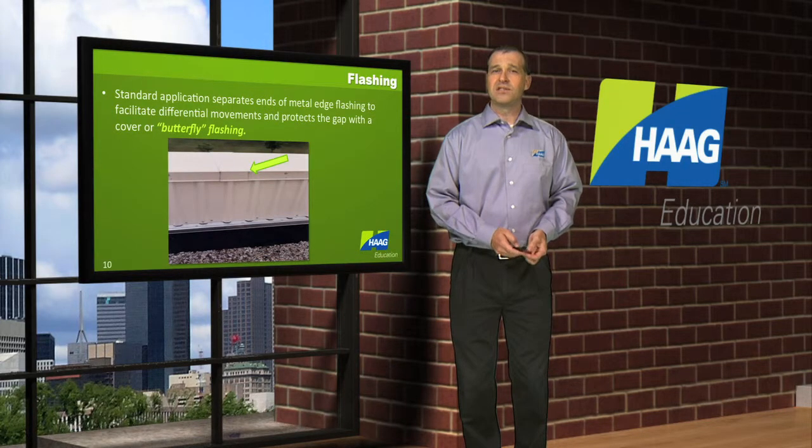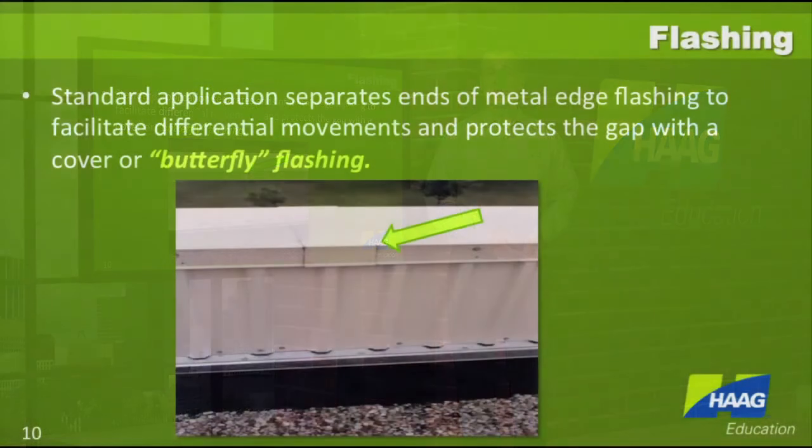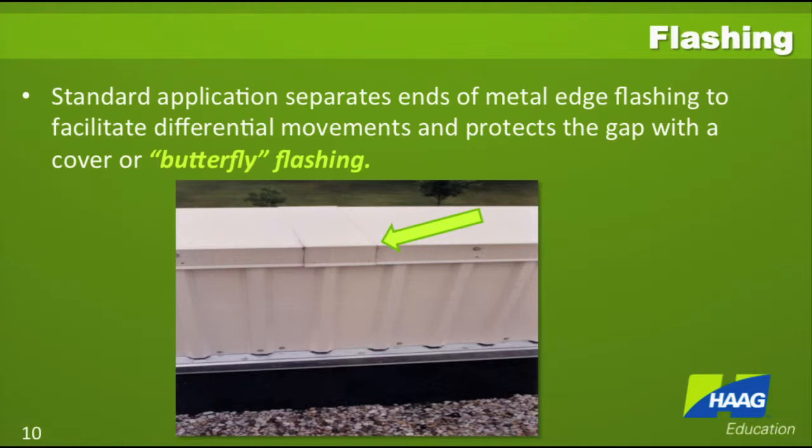When you have 2 pieces of coping intersect, the ideal detail is to have a cover or butterfly flashing that would go over top of them, as shown in the photograph on this slide. That butterfly flashing accommodates movement from both sides, and so you don't have a stress concentration point.